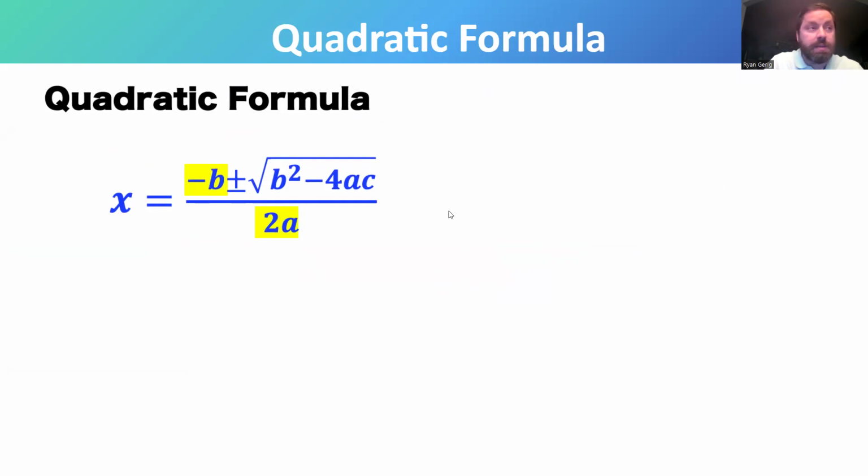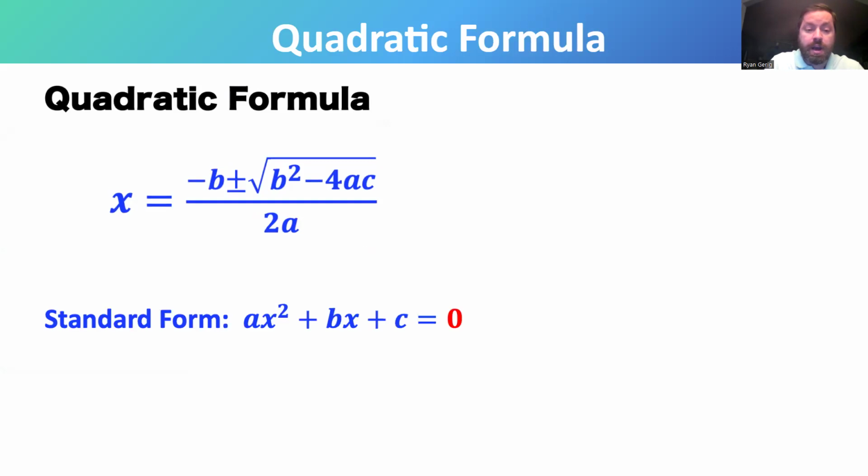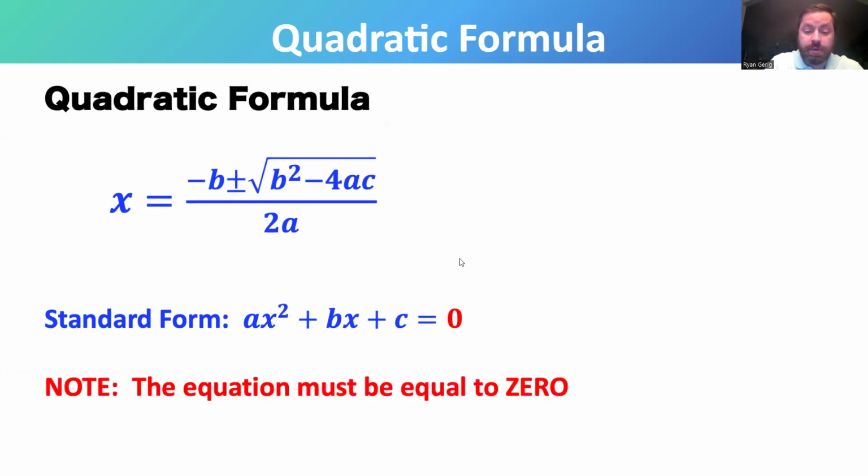A couple things I want you to see. Negative b over 2a, that should look familiar. It's the axis of symmetry. It's in the quadratic formula. Okay. Now, where do these a, b, and c come from? Well, you should know those from the standard form. Okay. Notice it has to be equal to 0.